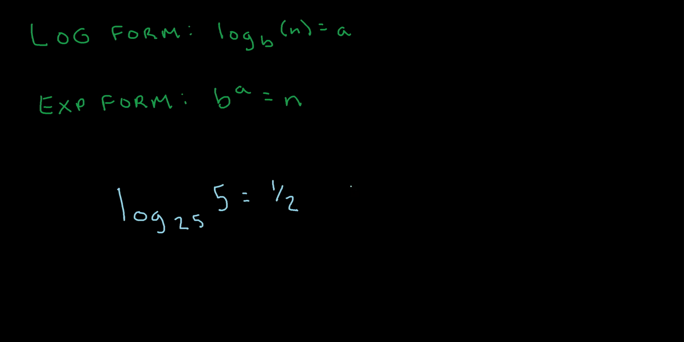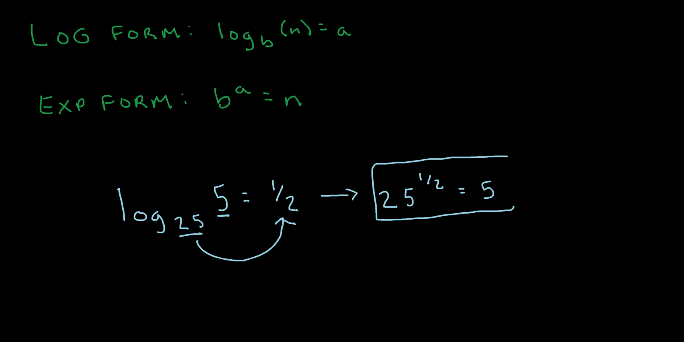Let's try another one. Let's say we have log base 25 of 5 is equal to 1/2. This is currently in logarithmic form. How can we write it in exponential form? Well, we'll start with the base, once again, 25. So we'll say 25 to the power of the number on the right-hand side, 1/2, is equal to whatever is on the left-hand side, 5. 25 to the 1/2 power is equal to 5. That is how we write it in exponential form.